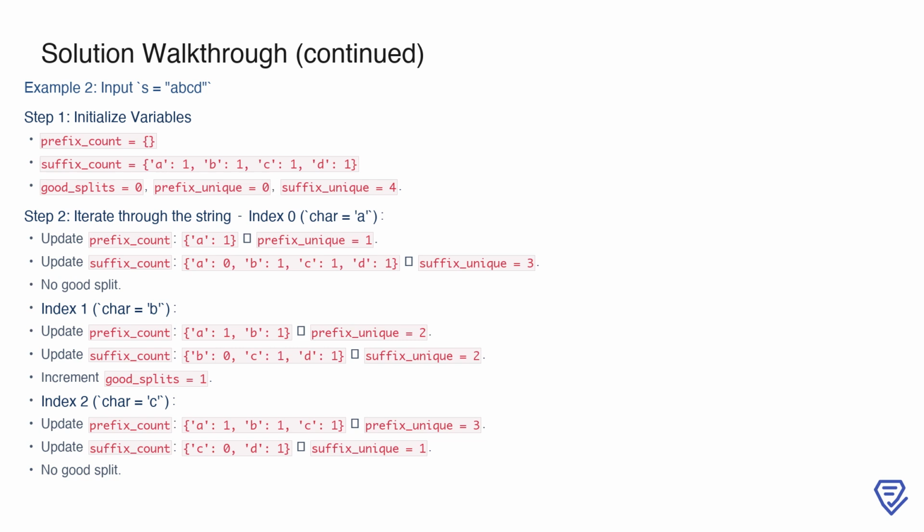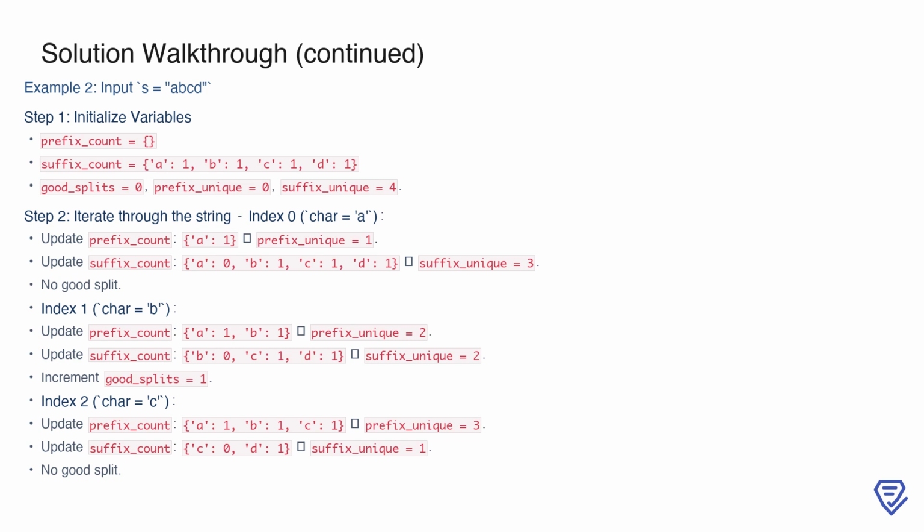At index 1, the character is b. Adding this to prefix_count, we have a1, b1, and prefix_unique increases to 2. In suffix_count, b decreases to 0, so it's removed, leaving c1, d1, and reducing suffix_unique to 2. Now that prefix_unique equals suffix_unique, we increment good_splits to 1.